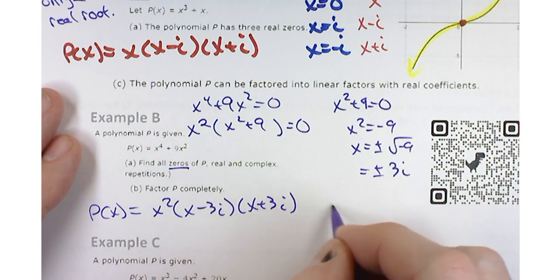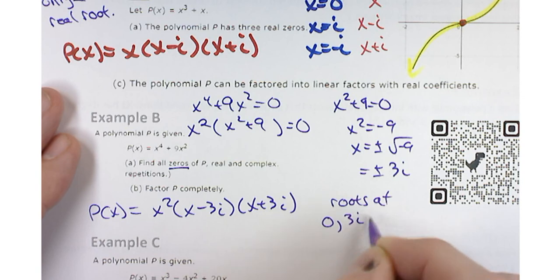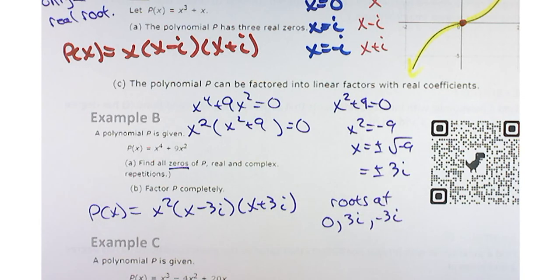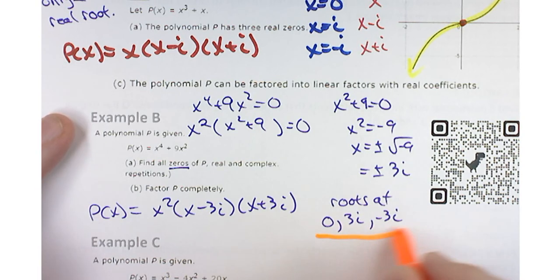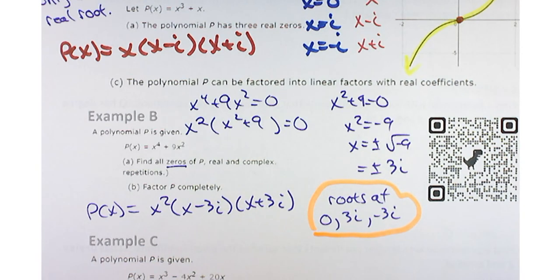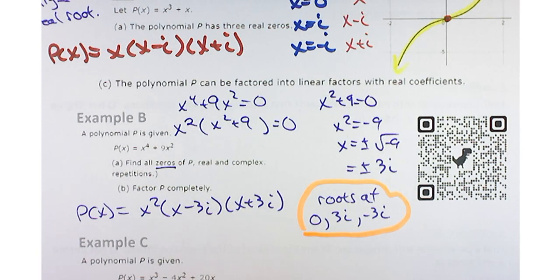So I've got roots at 0, 3i, and negative 3i. Am I going to see those roots at 3i and negative 3i when I look at the graph? No. Is there anything I can see about my graph that I could relate to? Think about what happens here at x squared at x equals 0. Is there a feature of the graph that I should see? Bounce. Yeah, I should see a bounce at 0.